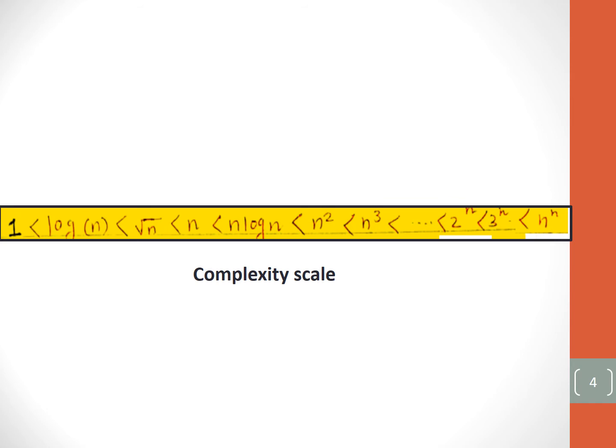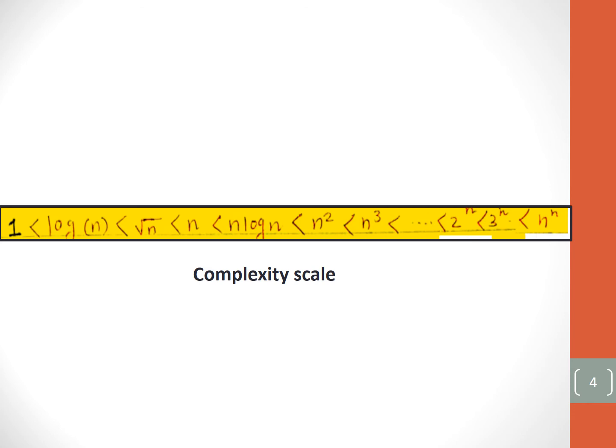Just verify before that, we do have a complexity scale of the different functions. We have studied in the previous video the growth of the various functions for different values. So it is 1, then log n, then root n, then n log n, then n square, then n cube, then 2 to the power n, then 3 to the power n, and n to the power n. So this is nothing but a complexity scale, and this scale will be helpful for us while solving the various problems of the different notations.